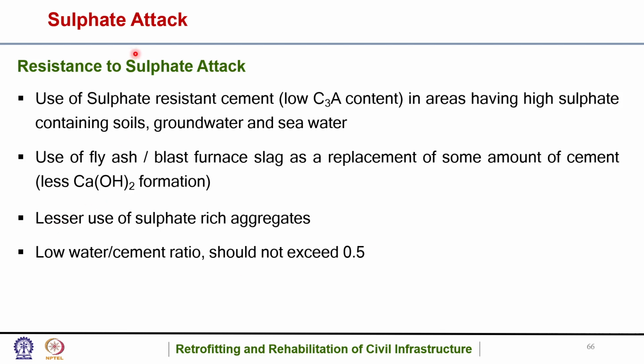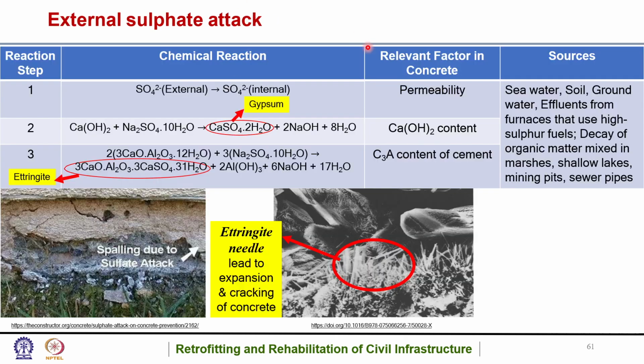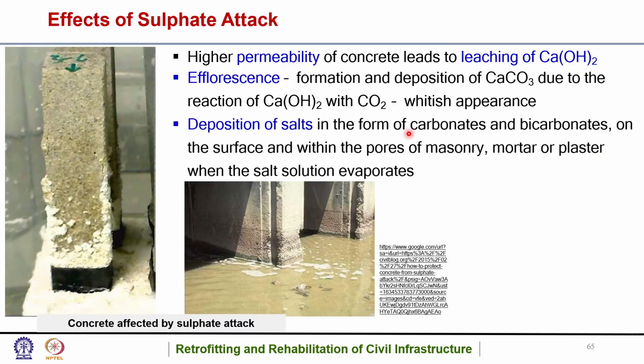And how to provide resistance to the sulfate attack? It is through use of sulfate resistant cement, which has low C3A content, in areas having high sulfate containing soils, groundwater and seawater. Use of fly ash or blast furnace slag as a replacement of some amount of cement, which therefore has less Ca(OH)2 formation, because that was also one of the reasons. Okay, if you see here, Ca(OH)2 content.